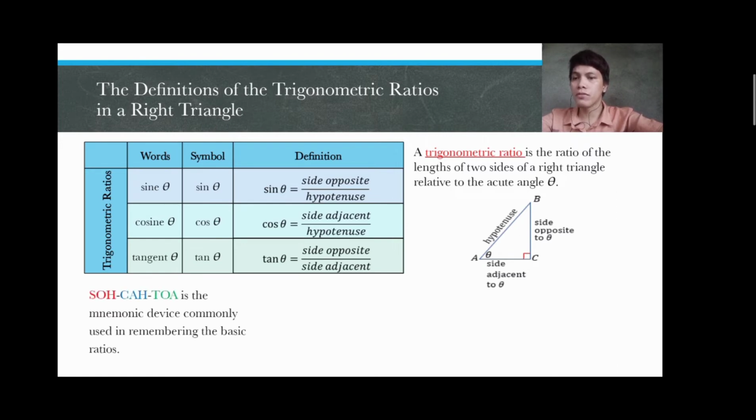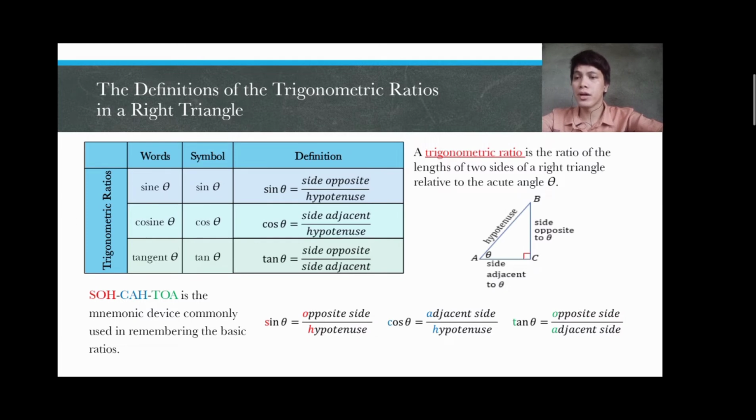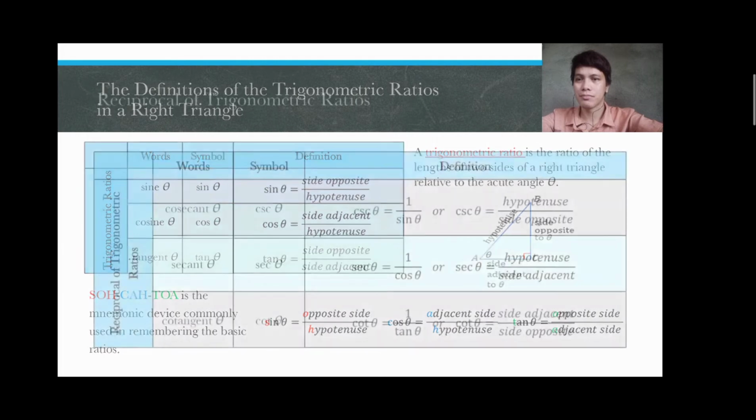SOHCAHTOA is the mnemonic device commonly used in remembering these basic ratios. SOH means sine equals opposite over hypotenuse. CAH means cosine equals adjacent over hypotenuse. TOA means tangent equals opposite over adjacent.